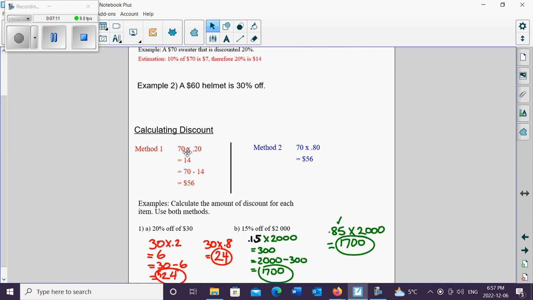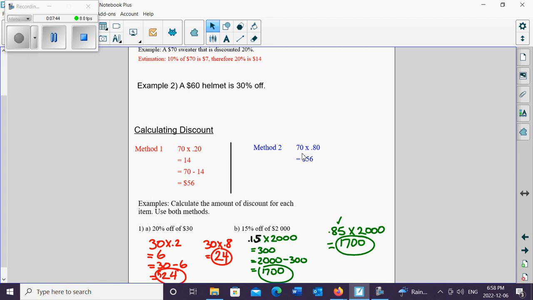The first is to simply multiply by the discount. So in this case, it was a $70 sweater, and it's 20% off. It's the same question that's above. If it's 20% off, you can take that 20% and change it to a decimal, which is decimal 2. You don't need the 0 there. And that's going to be $14. But remember, that $14 is the amount that's taken away. So you take $70, subtract 14, and you get 56.